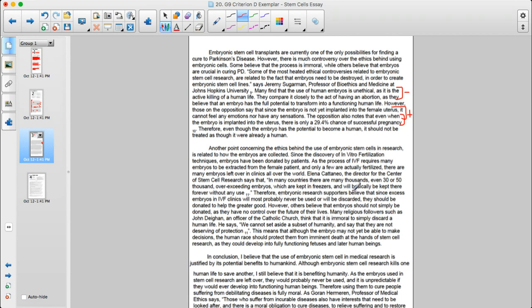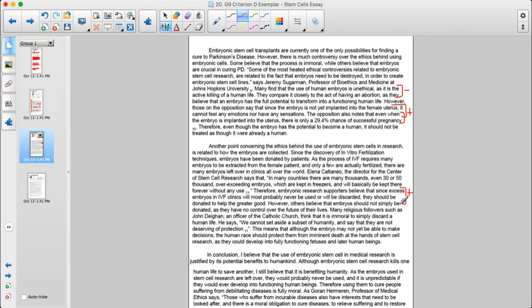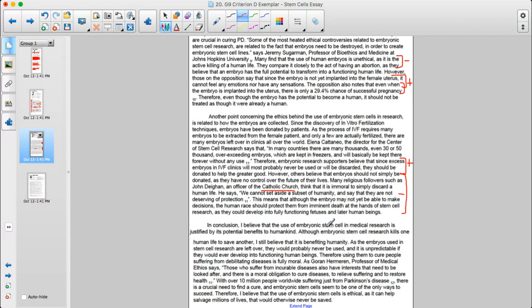Embryonic research supporters believe that since excess embryos will probably never be used or will be discarded, they should be donated to help the greater good. So there's a point for the people who think it's ethical, who think they should be used. And then you have a number of points here about people, including quoting the Catholic Church or religious groups, saying why they don't think that it should be ethical, why they're opposed to embryonic research, basically that humanity can't decide who is and who is not deserving of protection.